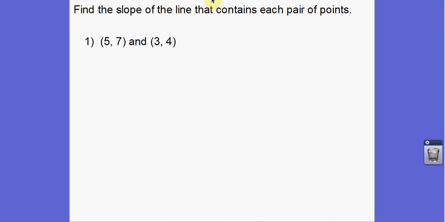So remember, to find the slope of a line, you need a few things. You need 2 points on the line. You need the slope formula. And if you have that, you should be able to find the slope of your line.